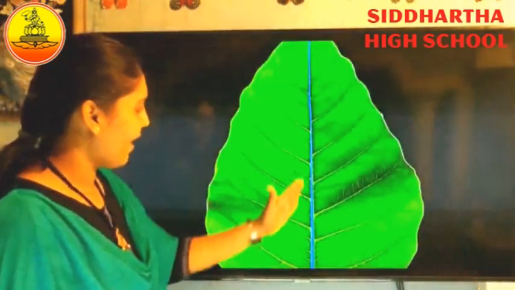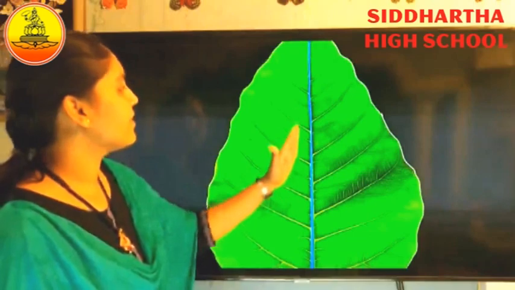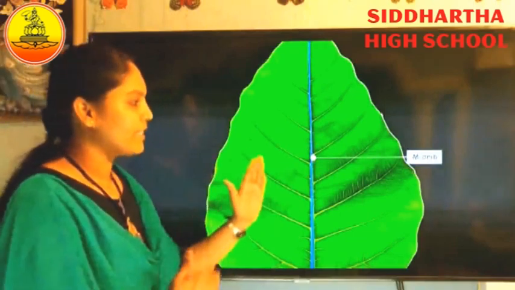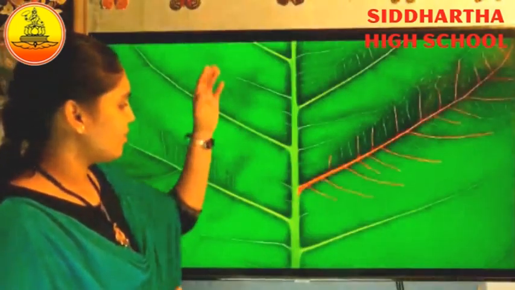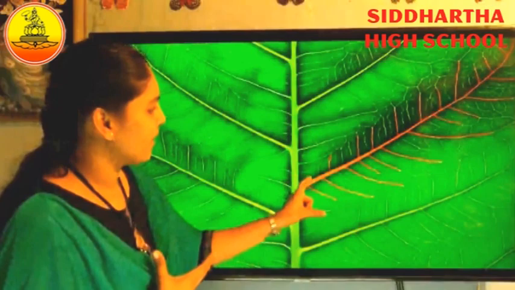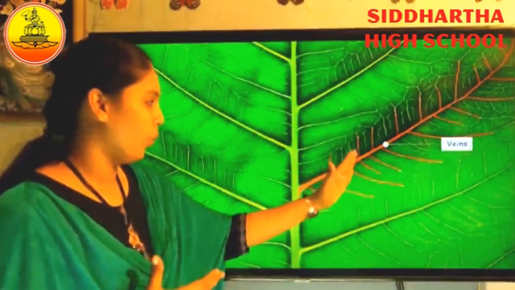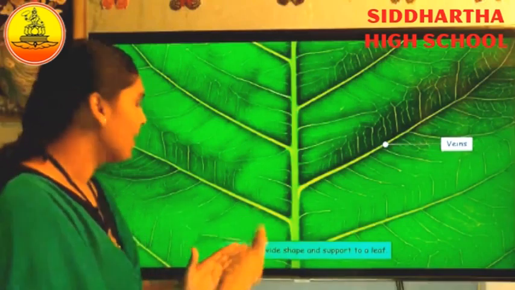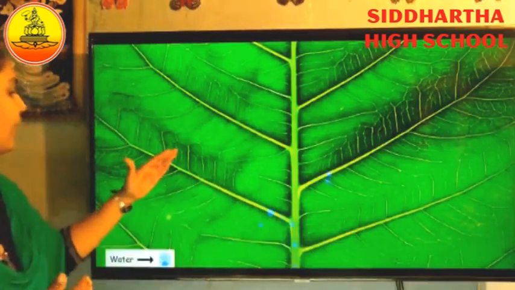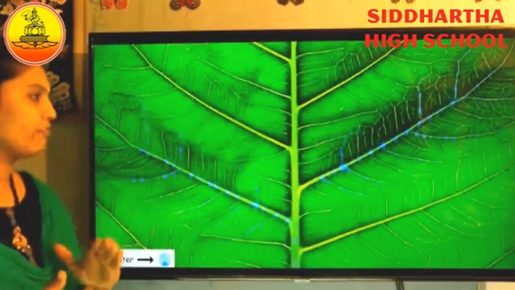The thick line that runs through the center of the leaf is called the midrib or midvein. The small, tiny, numerous lines are called veins. The veins provide shape and support to the leaf. They take water to different parts of the leaf.